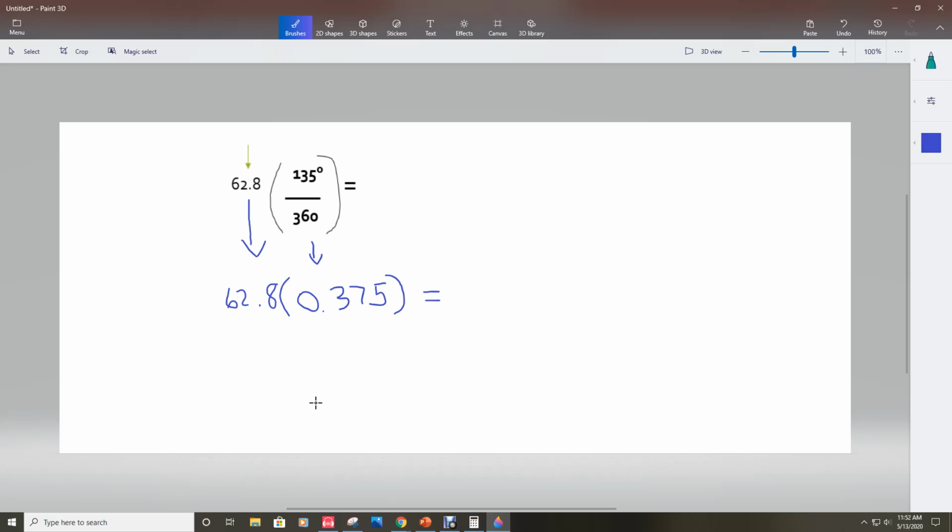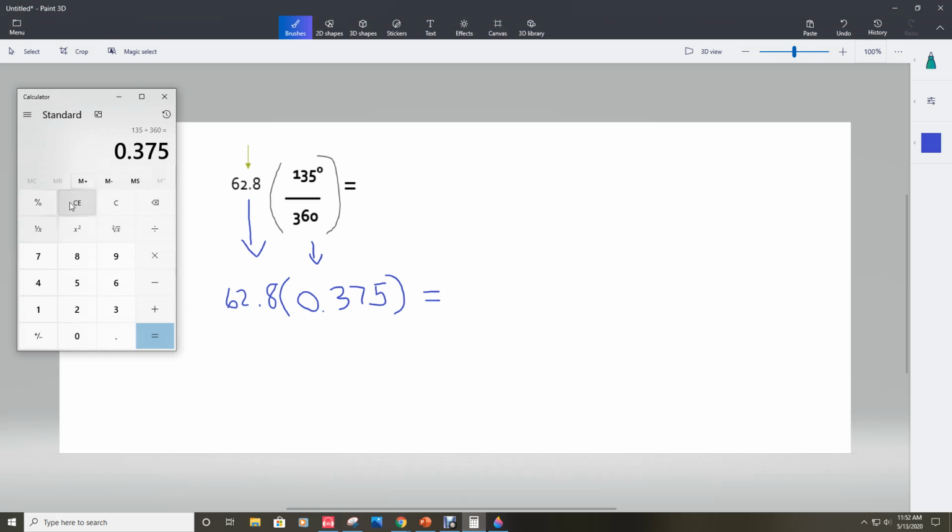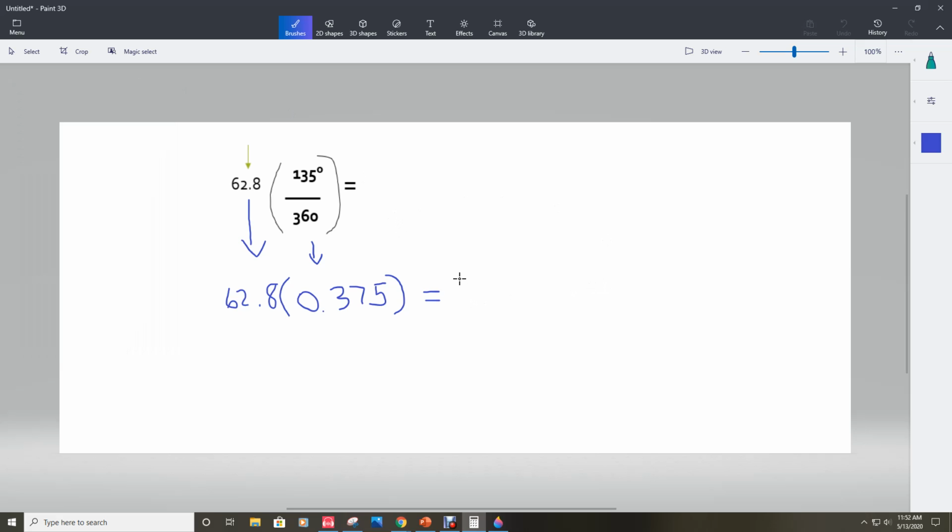equals. Now I can multiply these. So 62.8 times 0.375. Let's see. Oh, why didn't I leave that there, Abby? I could have just... Man, that's all right. 62.8 times 0.375 equals 23.55.